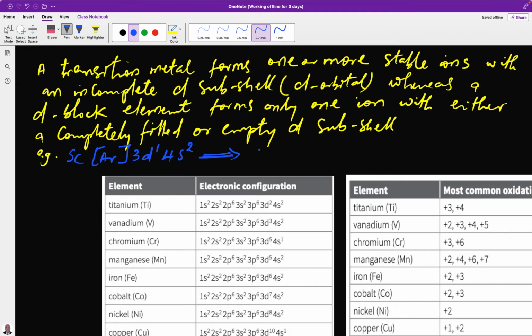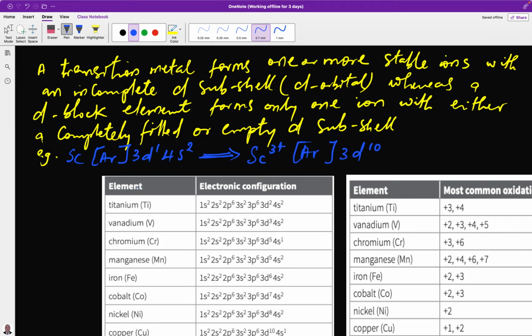when scandium forms an ion, all the 4s electrons and the 3d electron are lost. In that case, scandium now has a filled d orbital... Scandium now has a filled d orbital.